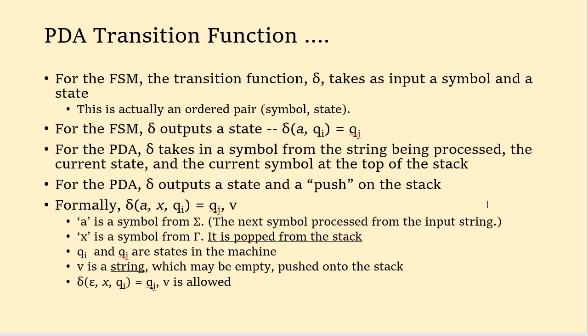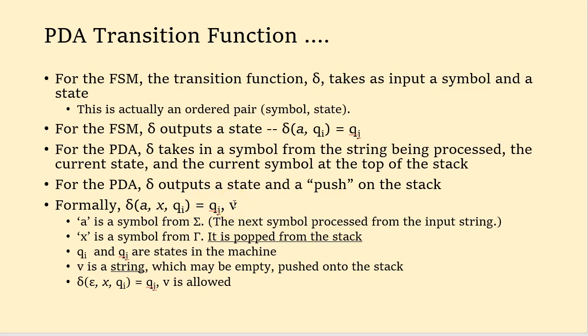The transition function gets dirtied up a little bit, and the bottom line is with the finite state machine, we only had two things required for input. What's the symbol, what state am I in? And only one thing required for output, what's my new state? But now I need three things for input. What symbol did I get from the string? What symbol did I get from the stack? And what state am I in? And I have to output two things. What's my new state and what string am I going to push on the stack?